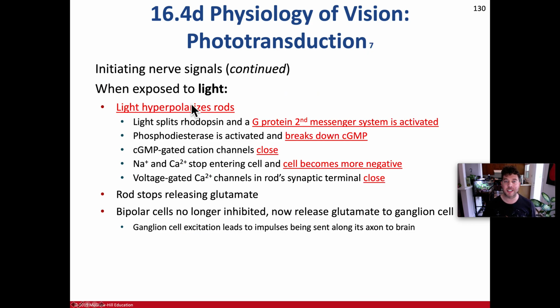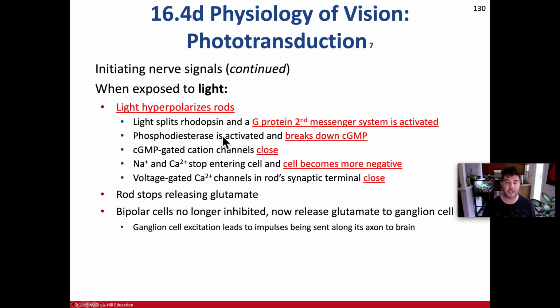When we're exposed to light, the light hyperpolarizes the rods. As light hits the rhodopsin molecules, it splits the rhodopsin, converts the retinal to transretinal, and a G protein second messenger system is activated. Phosphodiesterase, if you remember your enzymes, is something that goes in and removes a phosphate molecule.